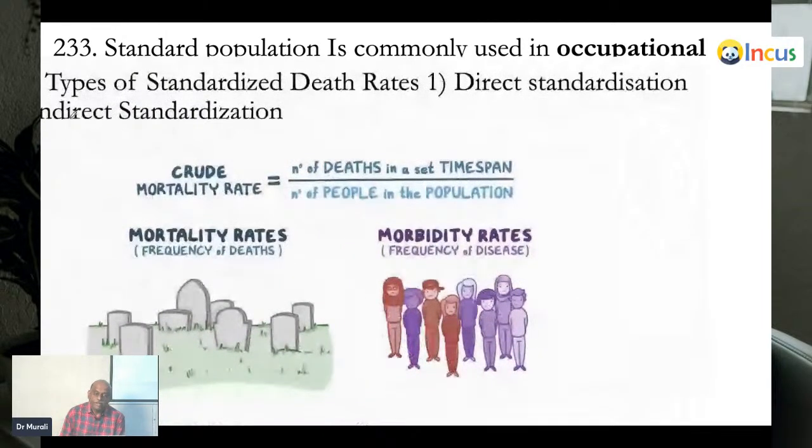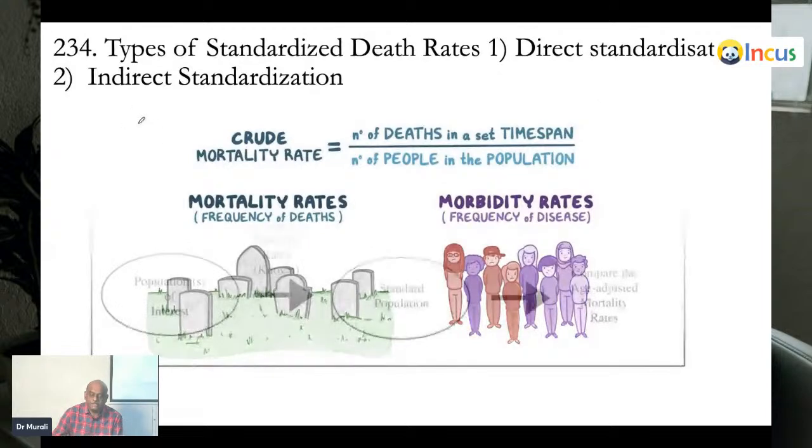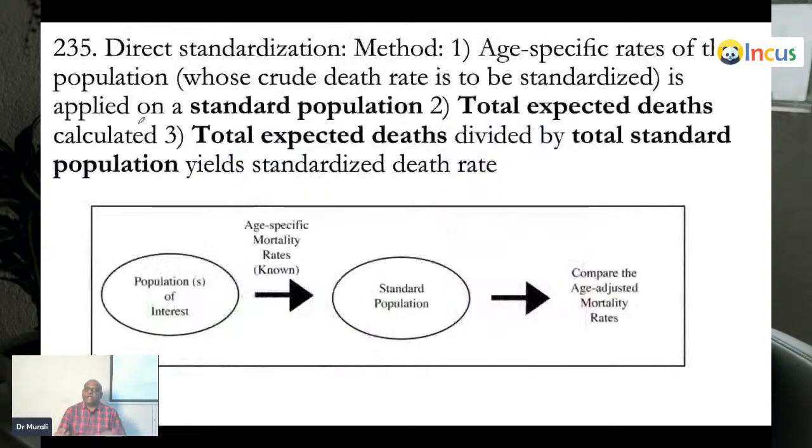All right. Now, what are the types of standardized death rates? As we said, direct standardization, indirect standardization. So in the direct standardization method, what do we do? Indirect standardization method, what do we do? You have to be very clear for tomorrow's NEET PG exam.